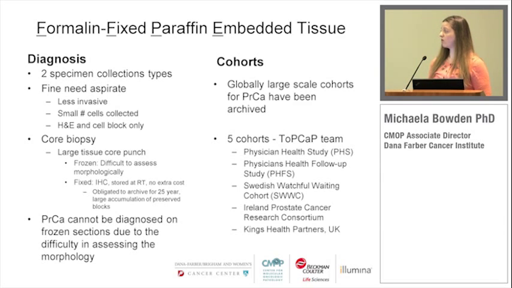And then the Swedish watchful waiting cohort, and this is a group in Sweden who pioneered archiving prostate tissue. They have a very large, valuable archive of these materials from healthy patients, as well as men who were diagnosed with low-grade disease, and just watching them over time to try and establish better when you should or shouldn't treat these patients. And then the Ireland Prostate Cancer Research Consortium and King's Health Partners in the UK. So it's a fairly big group of people. All in all, I'd say it's probably 150, 200 people. And we actively work with these groups on a number of different grants and projects.